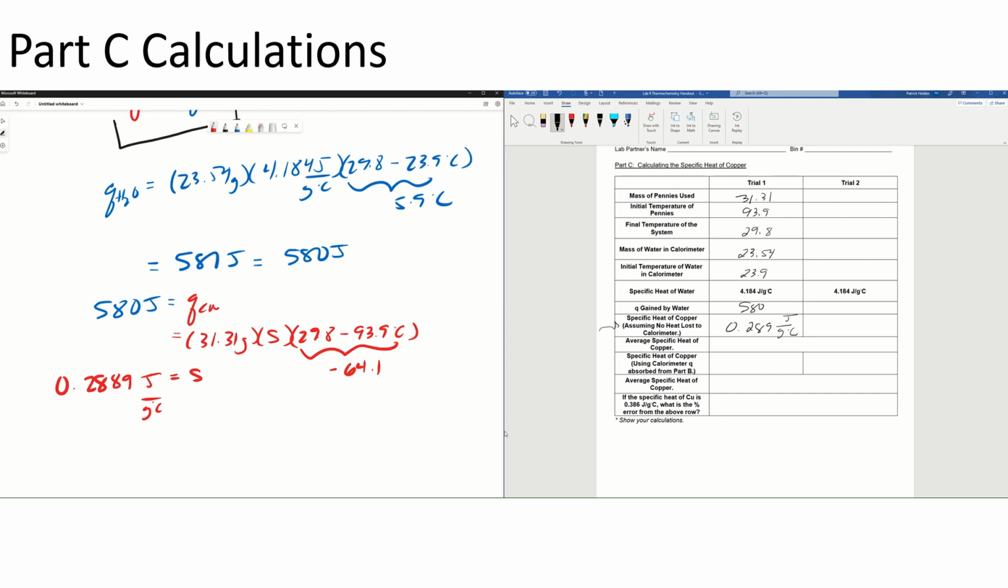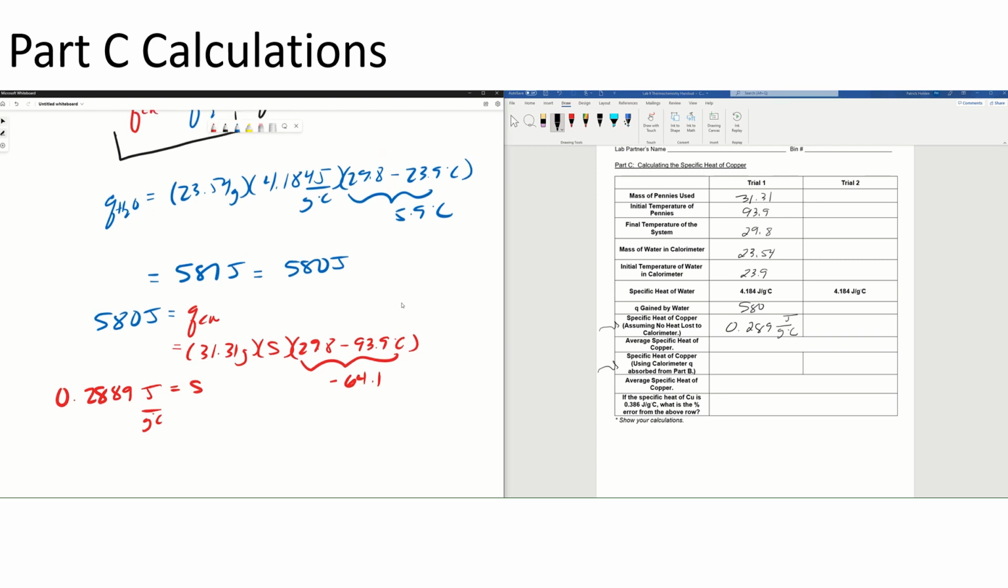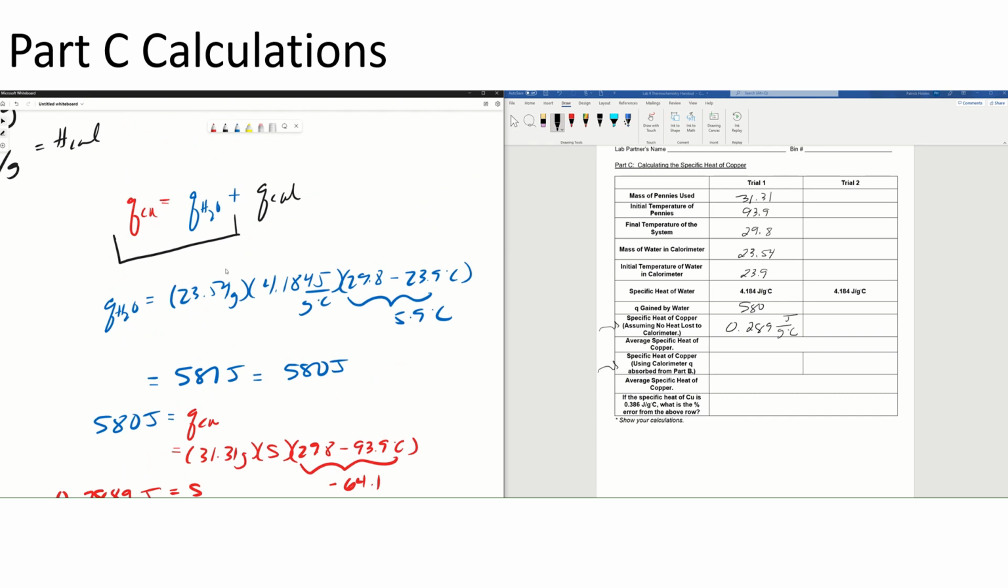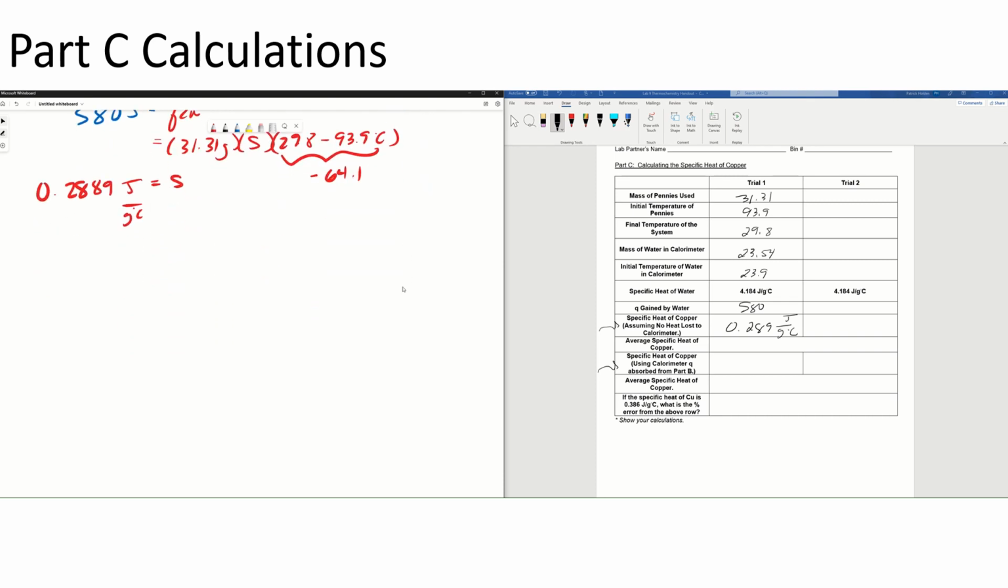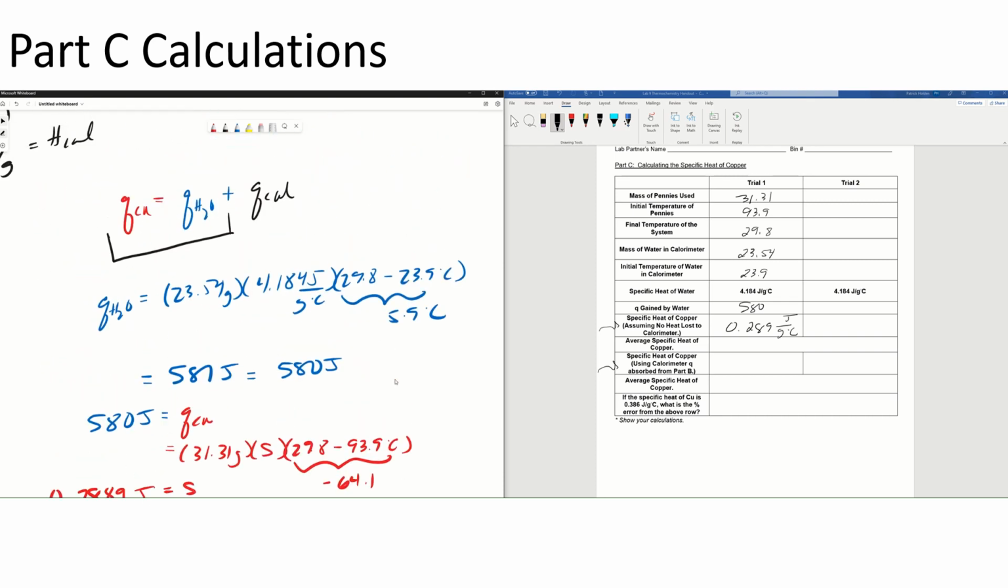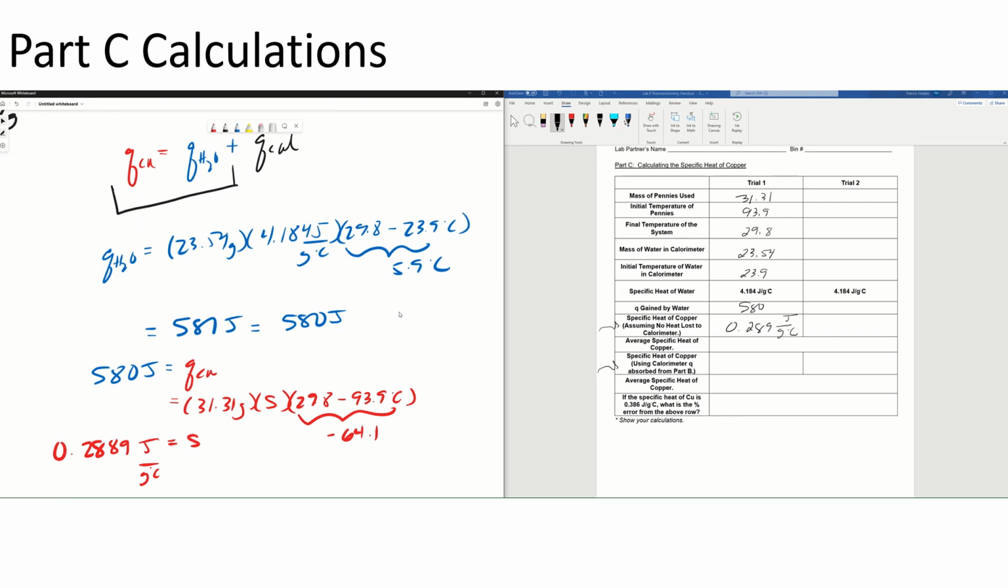Now, for this next calculation down here, the specific heat of copper, assuming that the Q of the calorimeter is no longer 0. Remember, in this first way we did this specific heat, we assumed that the Q of the calorimeter was 0, but now we aren't. Now we're going to actually apply our values from part B to this.